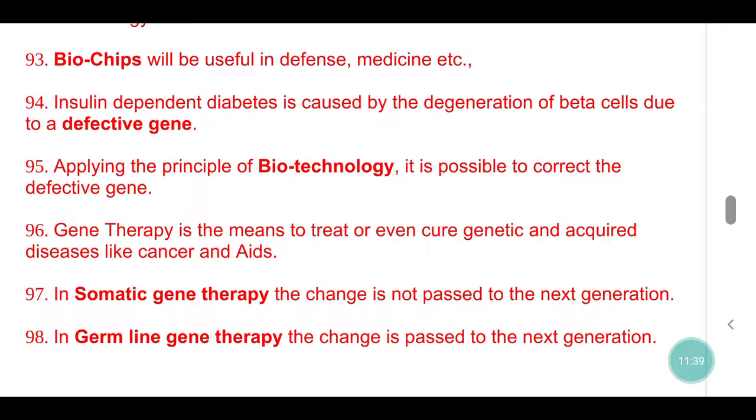Insulin-dependent diabetes is caused by the degeneration of beta cells due to a defective gene. Applying the principle of biotechnology, it is possible to correct the defective gene. Gene therapy is the means to treat or even cure genetic and acquired diseases like cancer and AIDS. In somatic gene therapy, the change is not passed to the next generation. In germline gene therapy, the change is passed to the next generation.